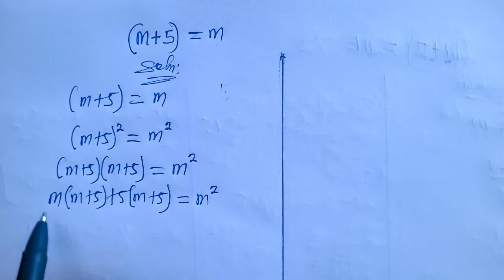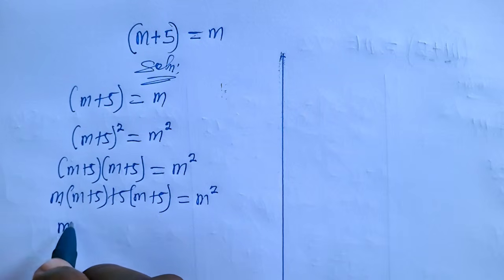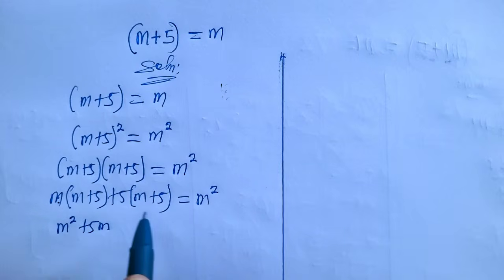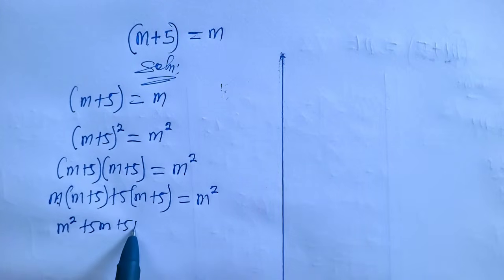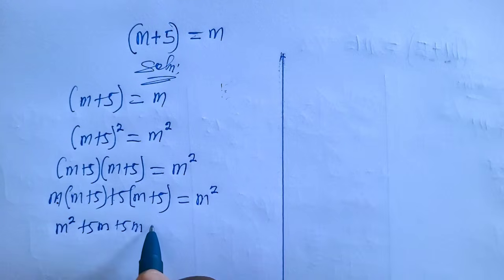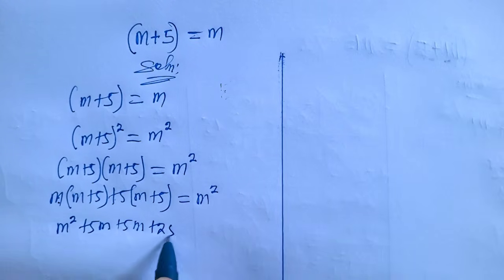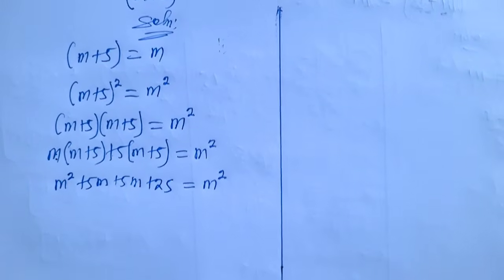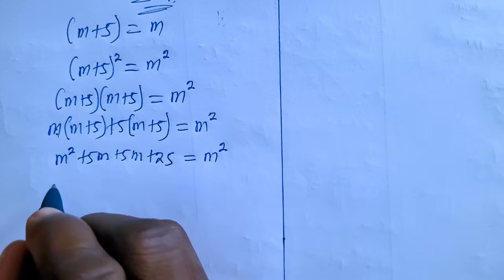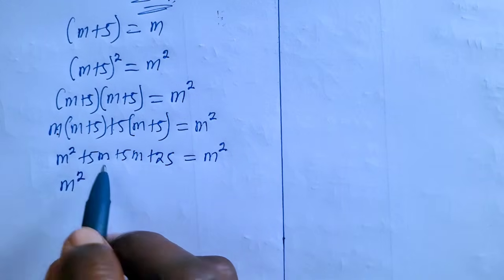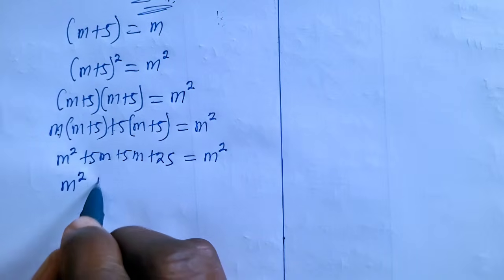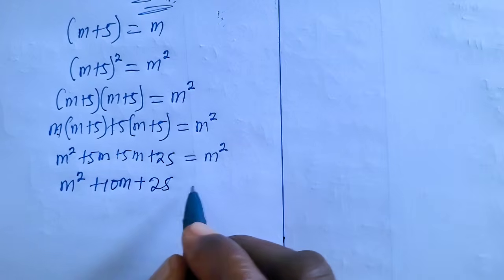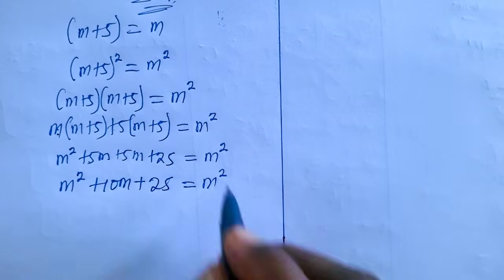Expanding each bracket, we have m times m, that will give us m², m times 5 gives plus 5m, then 5 times m gives plus 5m, and 5 times 5 gives plus 25, equals m². Again, we simplify: m² plus 5m and plus 5m gives us plus 10m plus 25 equals m².